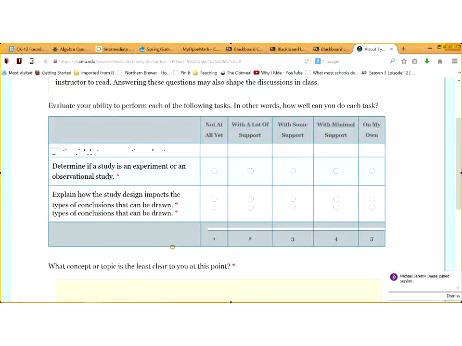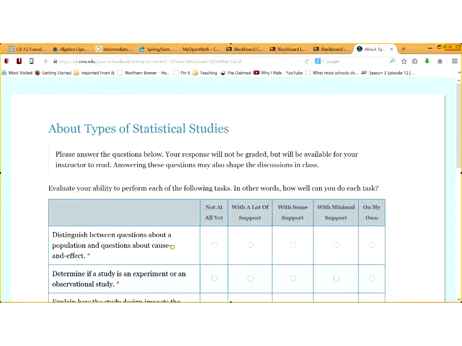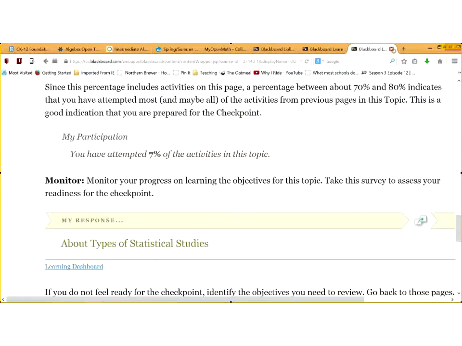This is just an idea, sort of this first part where you go through these things. Can I distinguish between questions about a population and questions about a cause and effect? And it just sort of tells you, okay, do I feel pretty confident with the material in this section? Can I determine if the study is an experiment or an observational study? Can I explain how the study design impacts the types of conclusions that can be drawn? All right. So let's see here. So you can look at that, but that's not a required part.